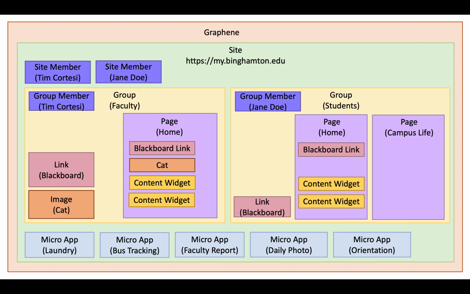So now we're getting into these micro applications, and this is really where the power of Graphene lies. This is where it starts to set itself apart, or a little bit ahead, from a lot of the other portal platforms out there. And so you'll notice that I've got 5 different micro applications, and they're not tied to any group at this point. They're actually just defined at the highest level associated with that site. So we have a laundry app, a bus tracking app, a faculty reporting app, a daily photo app, and an orientation application. And the only people who can actually see any of these applications are developers of those particular applications.